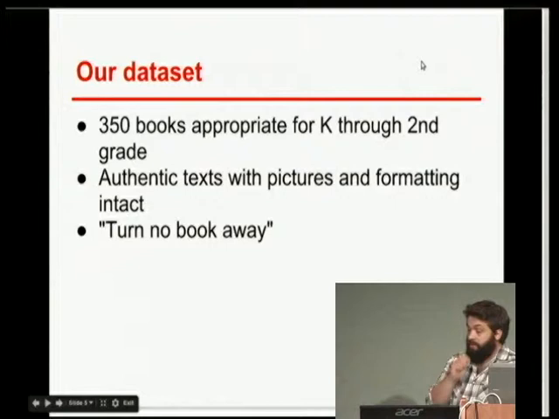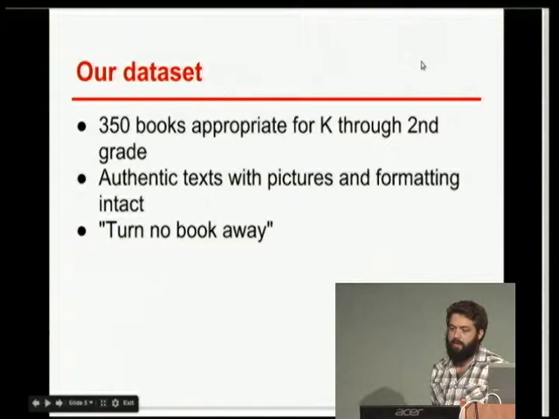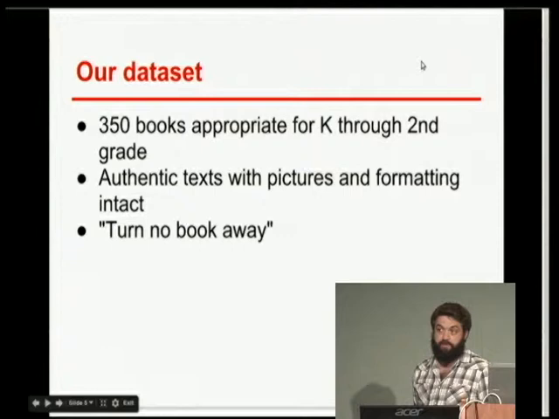Our data set is 350 books appropriate for K through 2. There are a couple of important things that we kept in mind in putting together our book set. We wanted to make sure we had authentic texts with the pictures and formatting and everything in place, because that's really important for beginning reading books. So for all of our studies, all the books were always presented with full formatting, pictures, and everything.